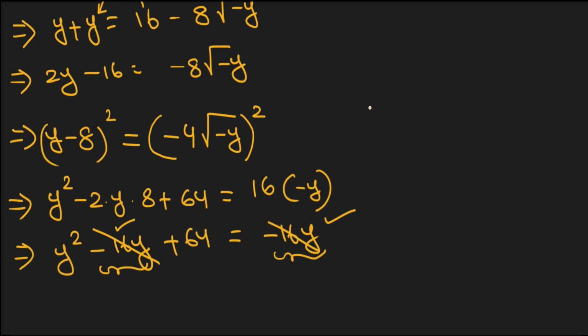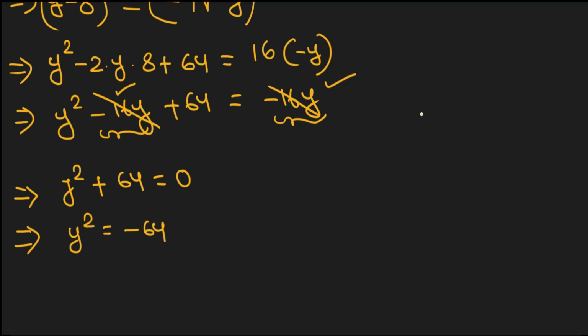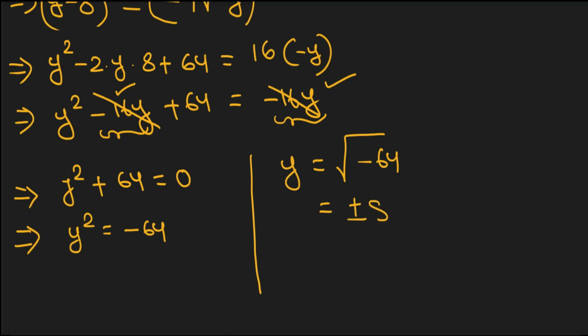Now the equation will become y square plus 64 is equal to 0, and we can write y square is equal to minus 64, and the answer for y is equal to square root of minus 64, and that is equal to plus minus 8i.